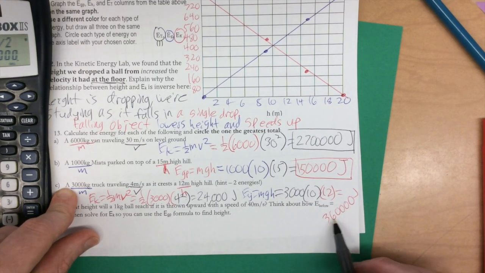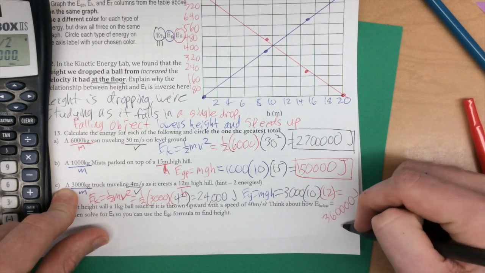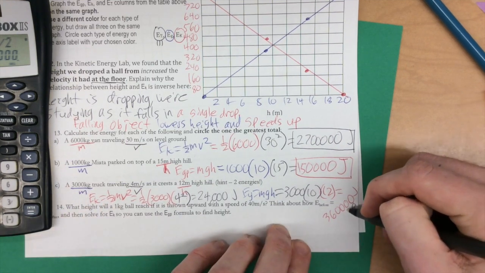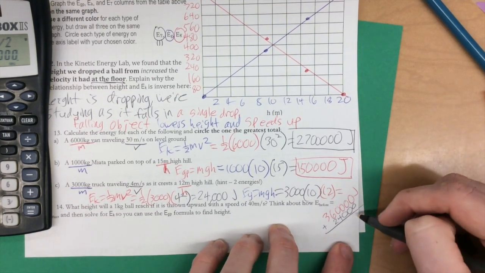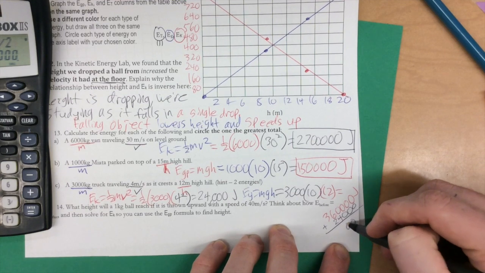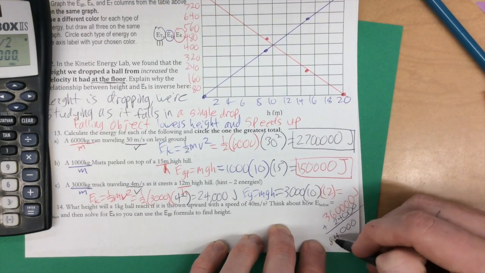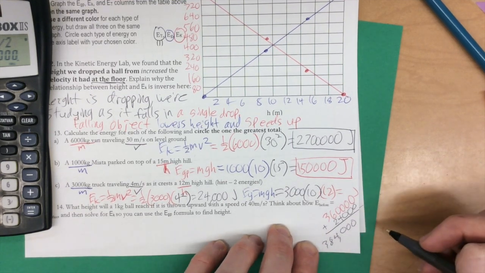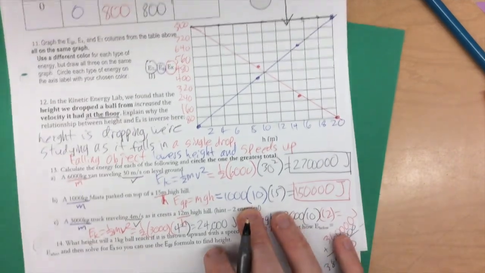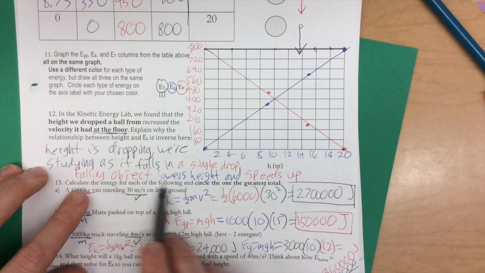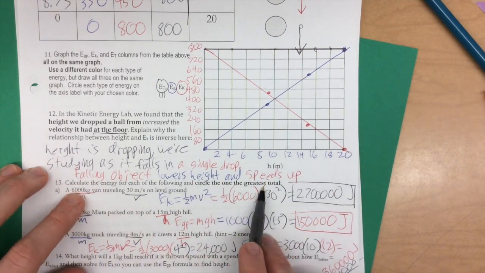So 36 plus 24, I'm just going to put it underneath. You can also do this on your calculator. So my final answer is 384,000. So going back up to the original question, it said circle the one with the greatest total.